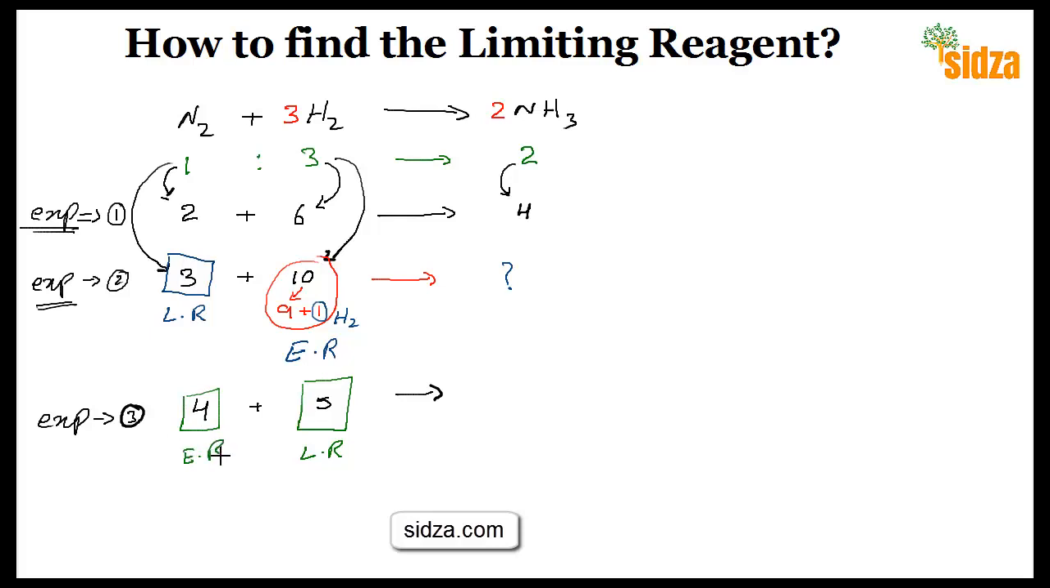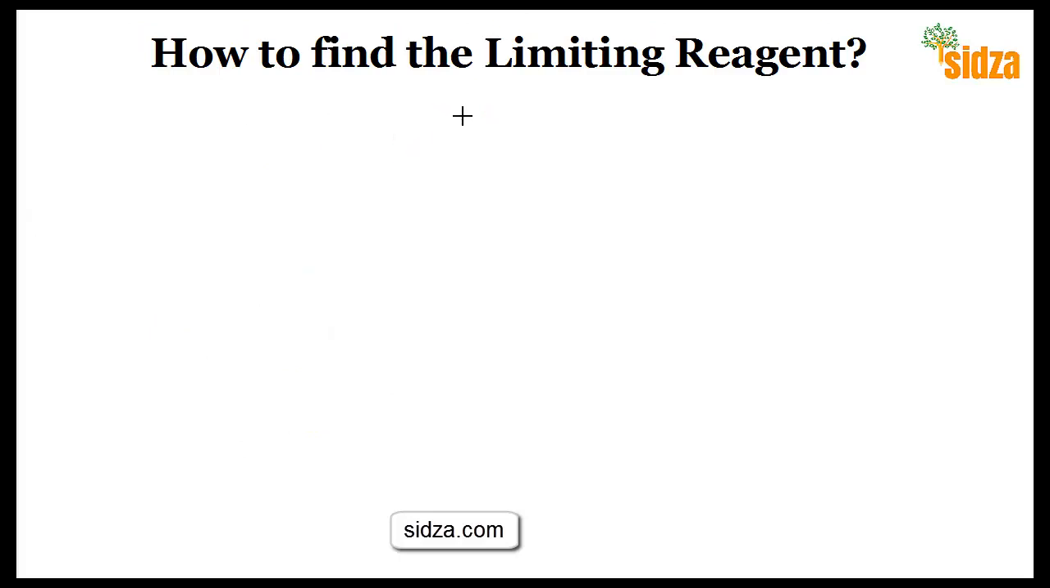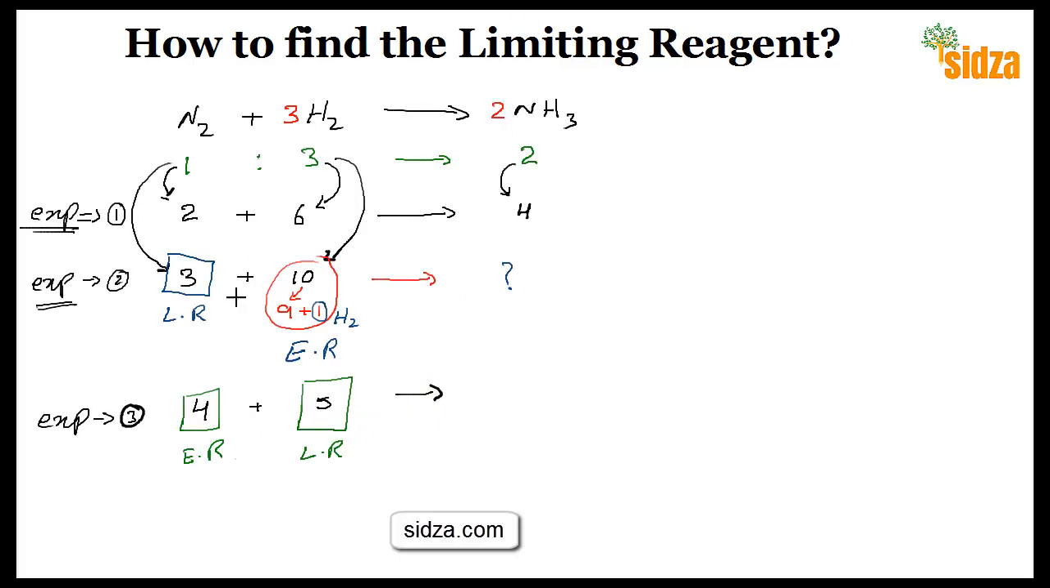Okay, so let's now take another example and let's try to find out how you can actually find the limiting reagent. You will see the questions will be asked in a little bit different manner, not in this particular way. This is a very simple way. You can just look at the ratios and you can easily tell which is the limiting reagent and which is the excess reagent. But let's suppose the question is like this.